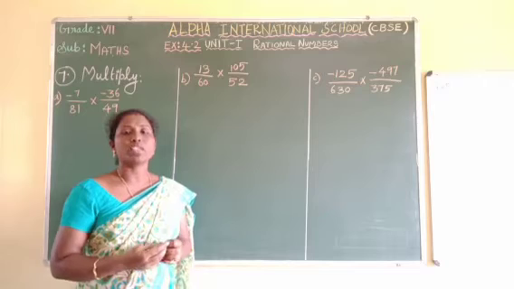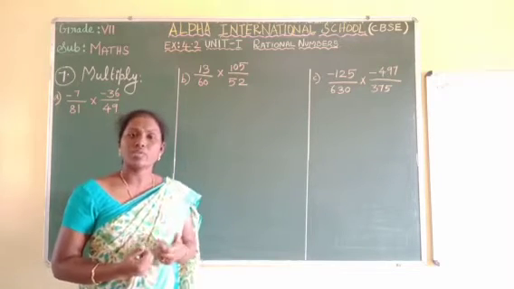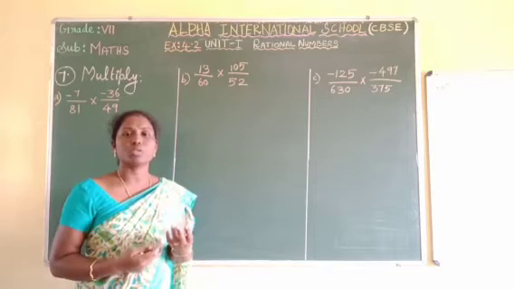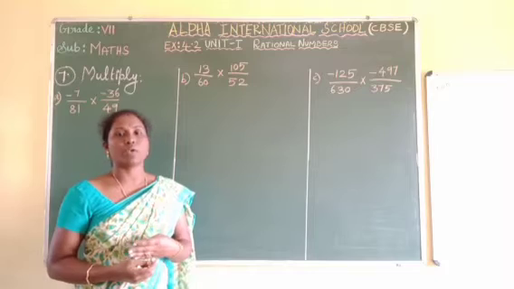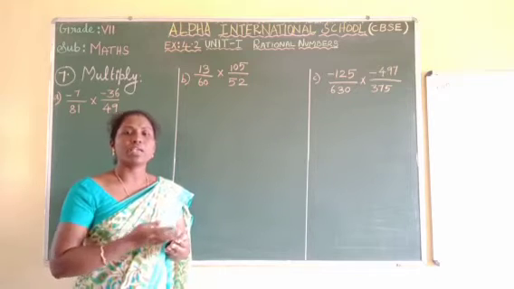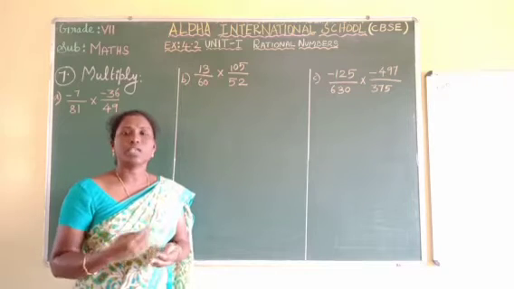And one thing you have to remember: if you are able to simplify any rational number to standard form, you should simplify. If it is possible to simplify the rational numbers, you can simplify and then multiply, because multiplying first and simplifying later will take longer. But simplify first, then multiplication is very easy.